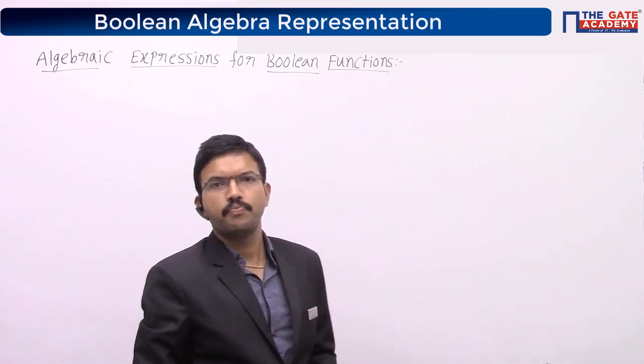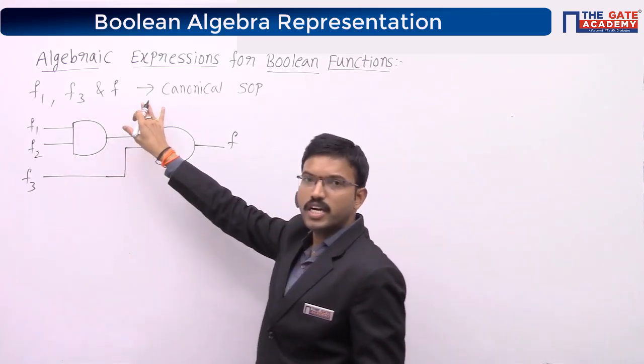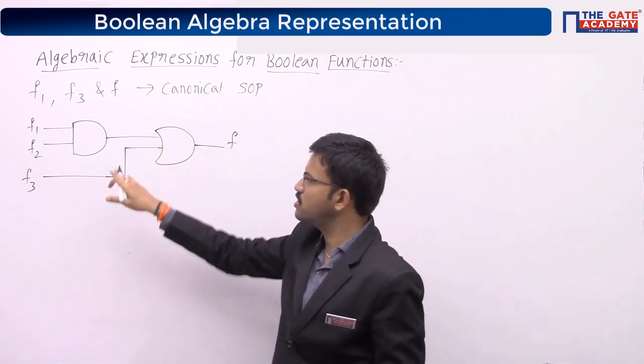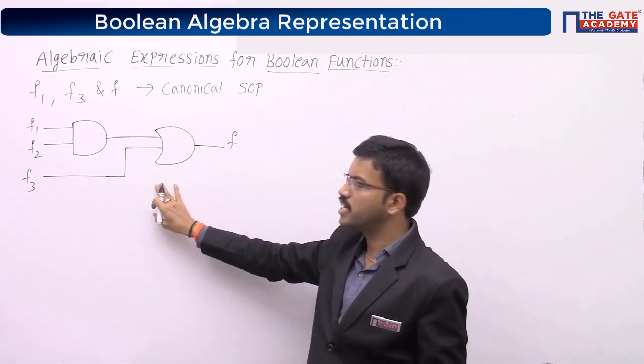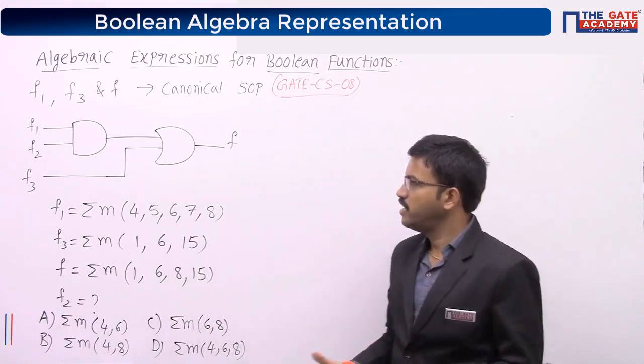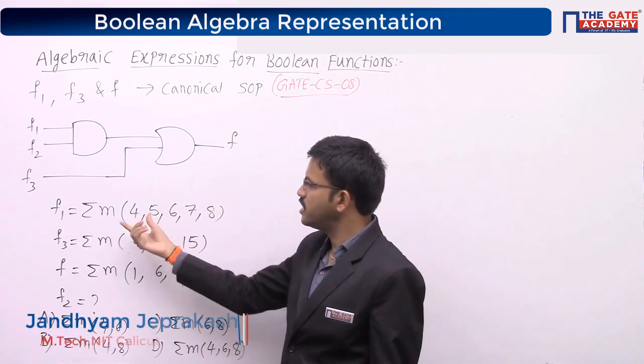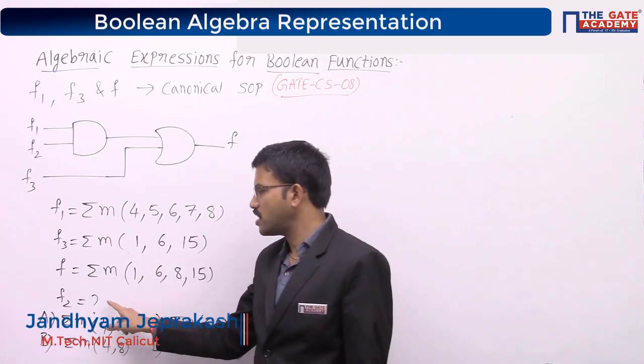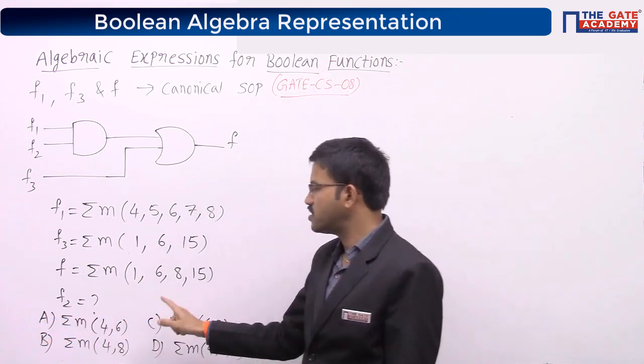Next question. Given F1, F3 and F in canonical SOP form for the circuit shown below. Draw this circuit diagram. He has given the circuit diagram like this and he has given the functions F1, F3 and F. He is asking what is F2 and he has given the 4 choices like this.